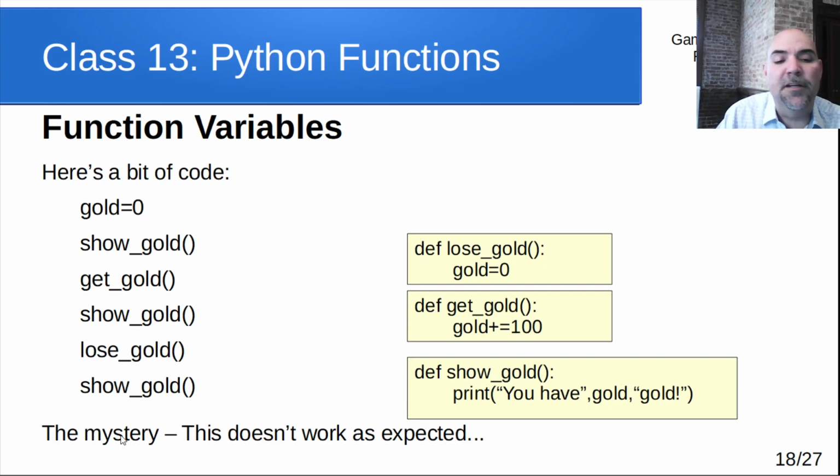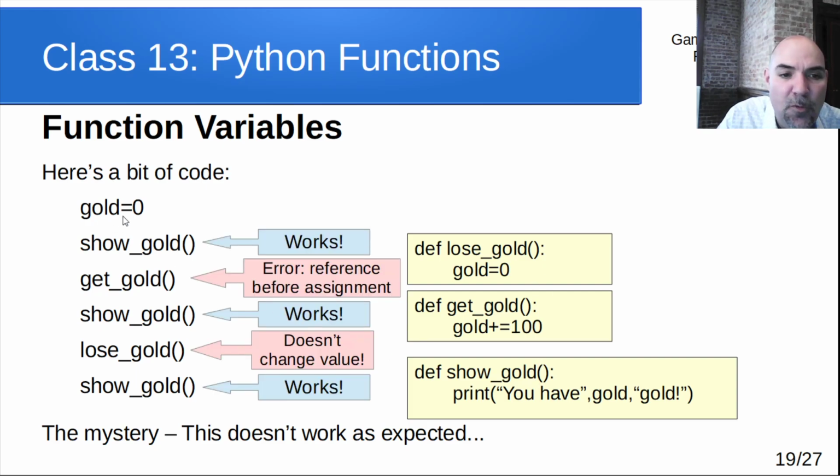So the mystery here is this doesn't work as we would expect it to if we wrote this code after we define these functions. Here's what actually happens. Gold equals 0, show it, that actually works. It'll say you have 0 gold. But then when it hits this line for get_gold, we're going to get an error. It's going to say variable referenced before assignment. But how could the gold variable be referenced before assignment when it already existed? We created it there. So let's say we comment that line out temporarily.